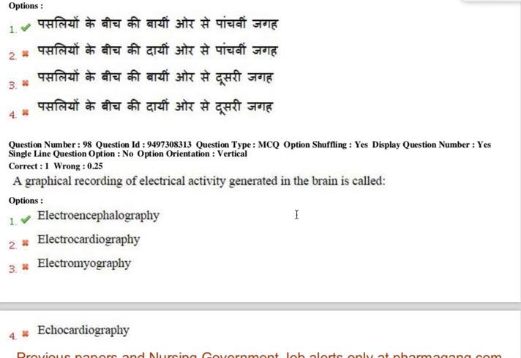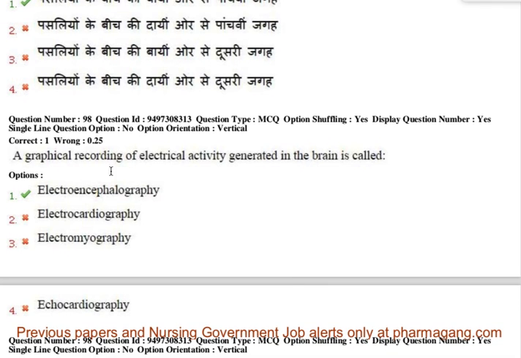Next question, question 98. A graphical recording of electrical activity generated in the brain is called? Right answer is first, electroencephalography. Electroencephalography is a graphical recording of electrical activity generated in the brain. Electrocardiography is used for the heart.